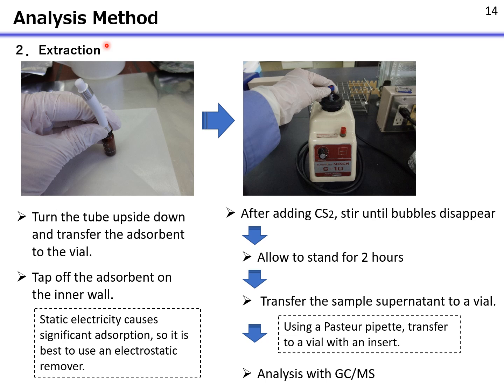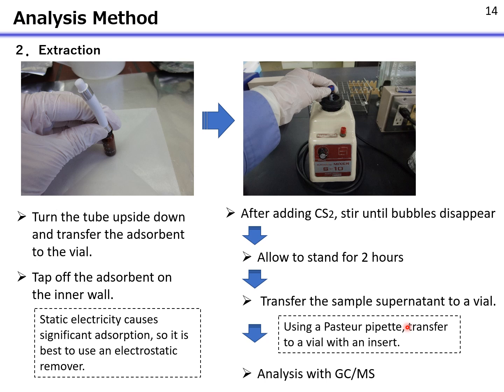Next step is to extract the sample. Turn the tube upside down and place the absorbent inside the vial. Here, considerable amount of absorbent has adhered to the inner surface due to electrostatic. It is recommended to use an electrostatic remover to remove this successfully. Place the carbon disulfide in the vial and stir until the bubbles disappear. Leave to stand for 2 hours.